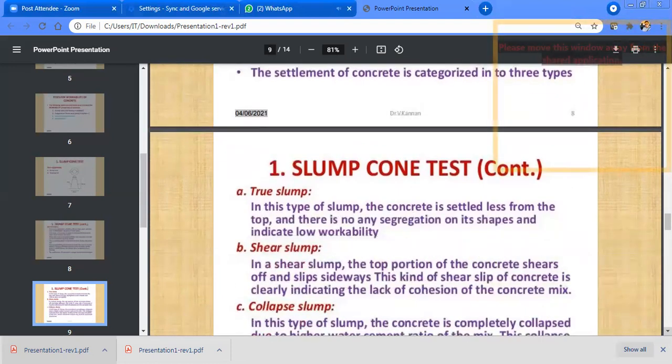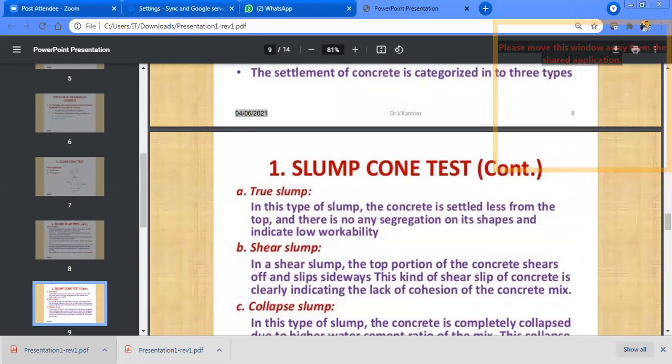What is the true slump? How can we define the true slump, shear slump, and collapse slump? We have practical experience, so we must know about it. For the true slump, the concrete settles less from the top, and there is no segregation in its shape, and it indicates lower workability.